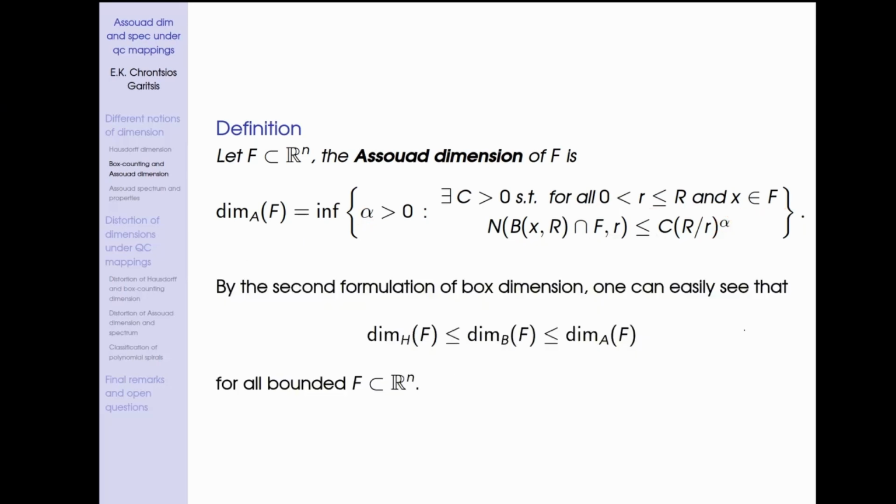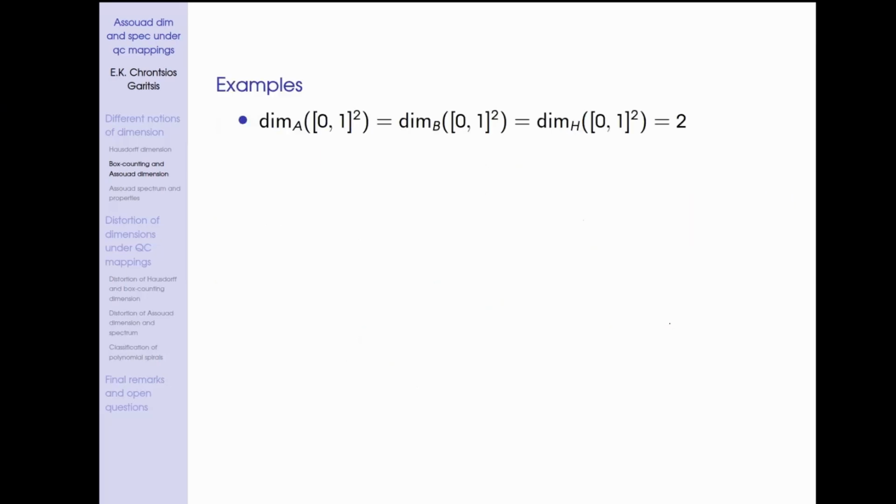Now, from the second formulation for the box dimension, one can easily see that the Assouad dimension is the greatest dimension of them all for bounded sets F. And if we take a look at a few examples, the unit square has dimension 2 as it's expected to have. The Sierpinski carpet also has the same Assouad dimension as its other dimensions. That also shouldn't be too surprising because wherever we zoom in or zoom out from the Sierpinski carpet, we get more or less the same set, the carpet again. So it makes sense for the Assouad dimension to be the box dimension.